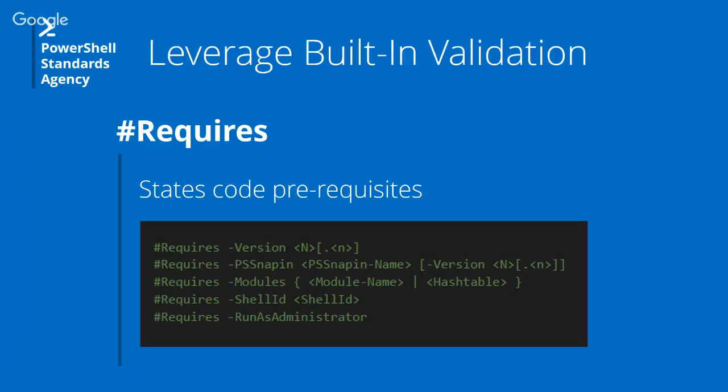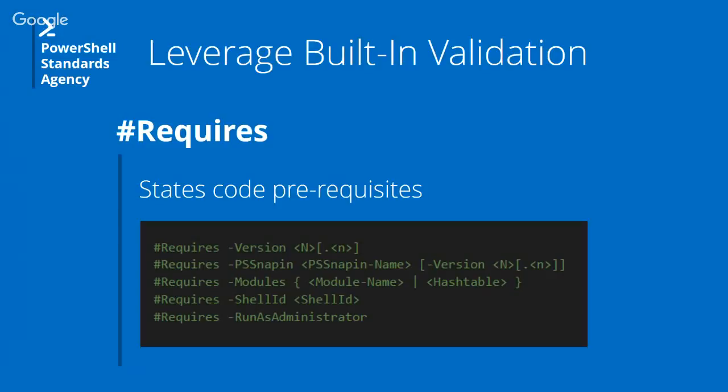So if you haven't seen this before, hash requires is really handy if I'm writing a script where I rely on a couple of modules, maybe a Microsoft one, maybe a community one, DBA tools or something, or maybe the functionality in my script requires a certain version of PowerShell, or I'm doing something with the file system, so I need it to run as administrator. That's all I need to add is what you can see on the screen there. Is hash requires dash version and then the version number, or dash modules, or dash run as administrator.